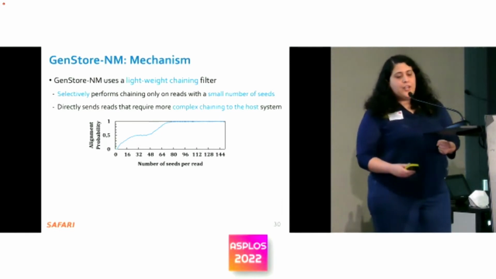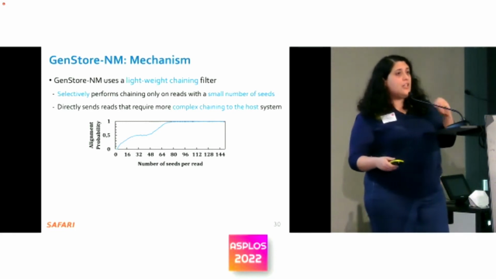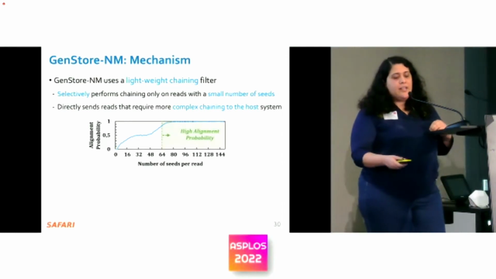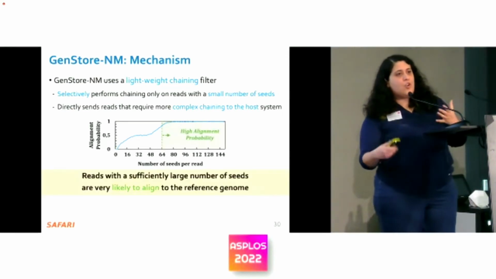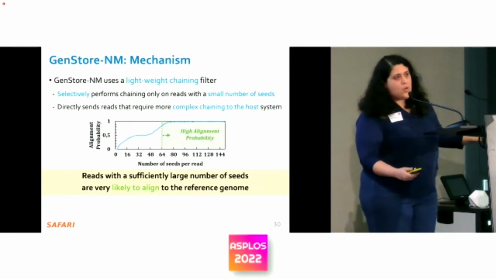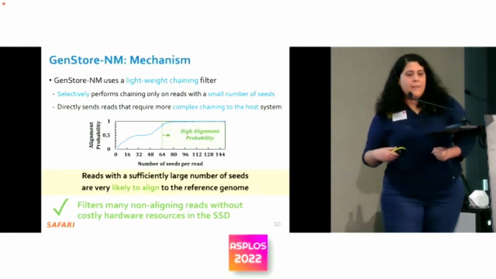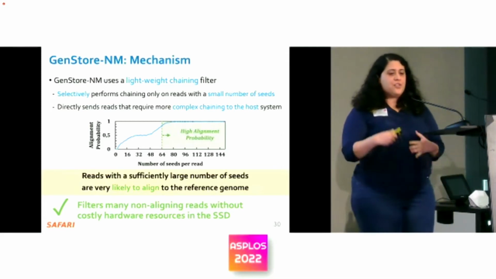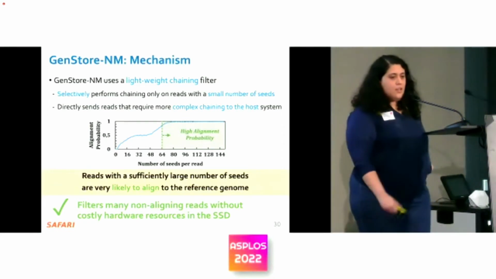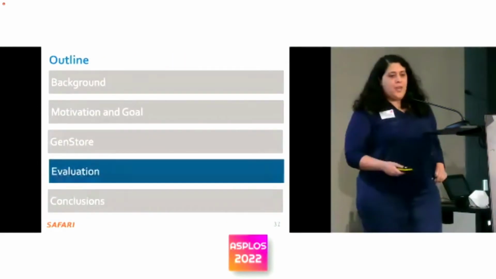And we observed here, for example, the alignment probability of a long read in a long read dataset as a function of the number of seeds per read. And we observed that reads that have a large number of seeds, typically with high probability, would align and would not require in-storage filtering because they wouldn't be filtered. So we conclude that with a simple lightweight chaining filter in the SSD, we can filter most of the non-aligning reads in the SSD at low hardware cost. For more details on GenStore NM's design, please refer to our paper.